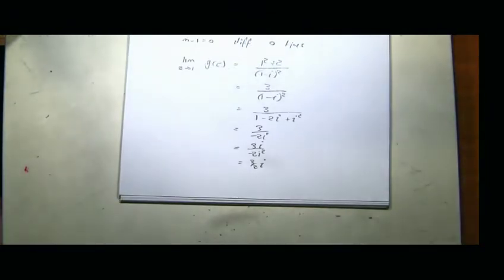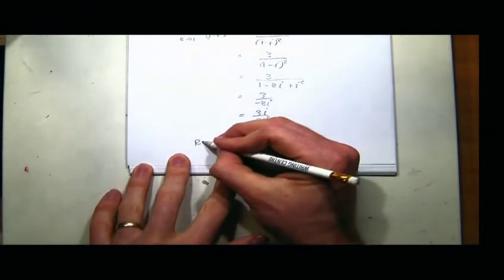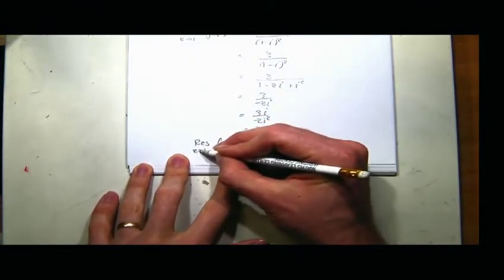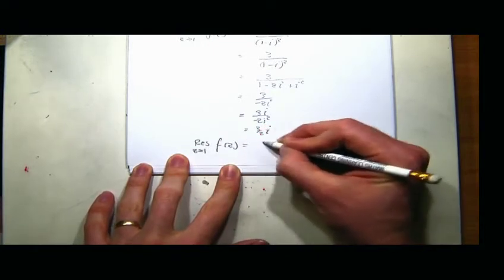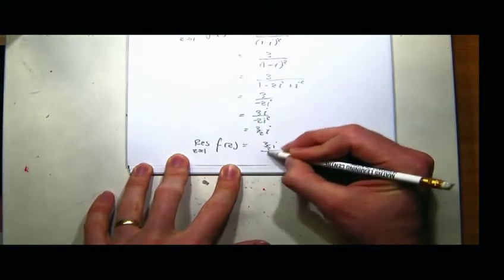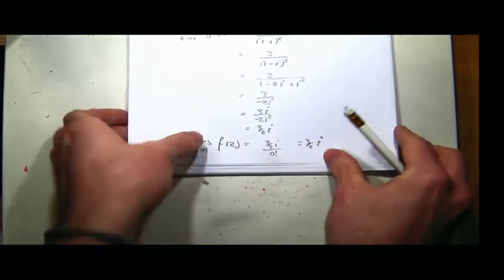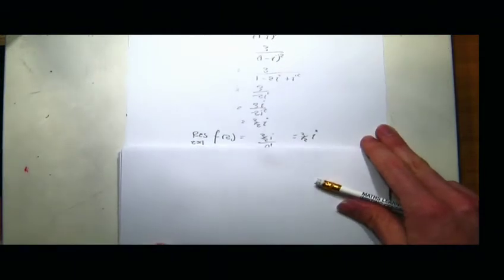And then I just need to divide it by m minus 1 factorial. So the residue at z equals 1 of f of z is 3 on 2i divided by 0 factorial, which is 3 on 2i, which means that the integral around anything that contains that pole, as long as it contains only that pole, will be 2 pi i times that, which will be 3 pi. That's great. Minus 3 pi.